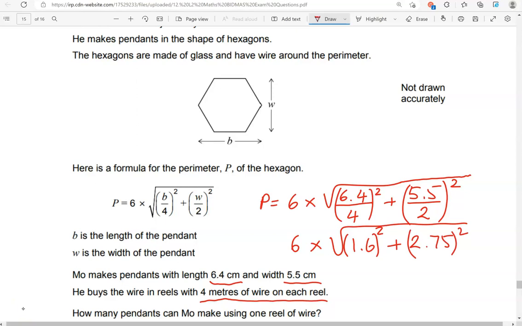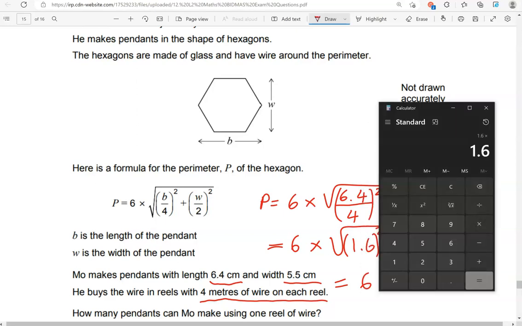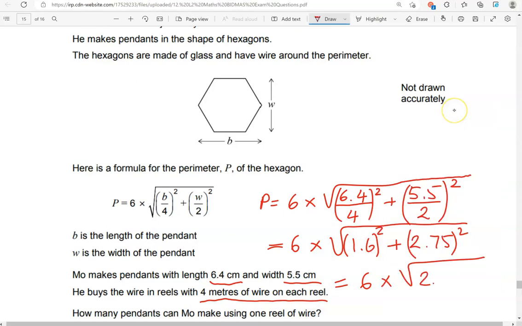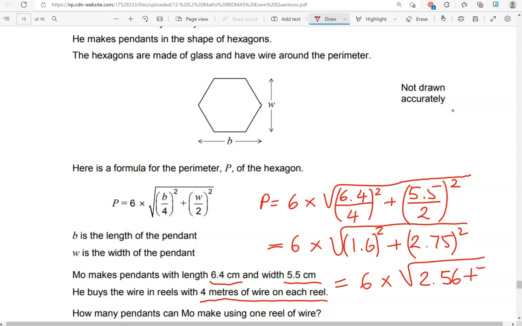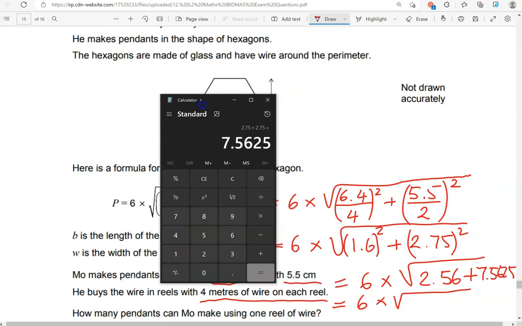So we've done the brackets. Now we're looking at indices, BIDMAS. So BI, that means indices. So now we'll do 6 times the square root of 1.6 squared. So we're going to work that out. 1.6 times 1.6, which is 2.56, plus 2.75 squared. So that is 2.75 times 2.75, which is 7.5625. So now 6 times the square root of 2.56 plus 7.5625. So I'm going to add to the number we already have, 2.56, which is 10.1225.